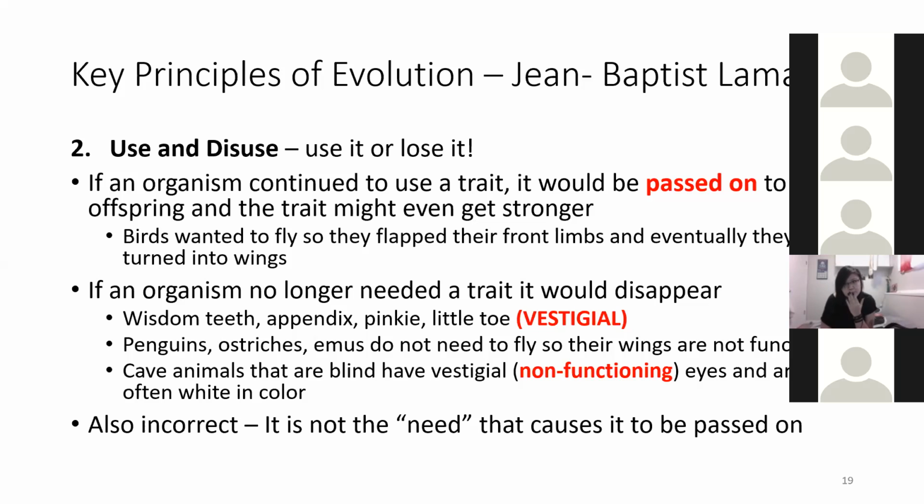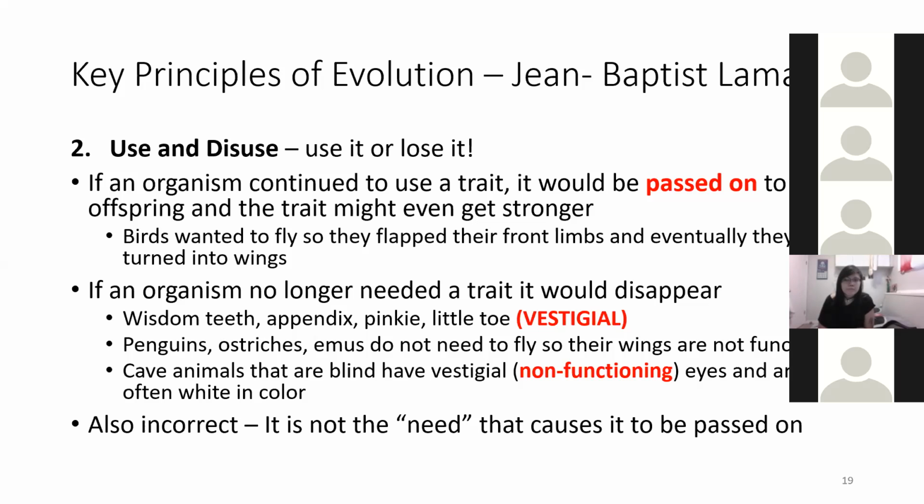Your appendix is a tough one, depending on who you talk to. Some people say it's vestigial. Some people don't. Scientists are now starting to say that the appendix carries some beneficial bacteria. Other people say just get rid of it. Our pinky toe, our little toe: if you look at dogs, they've got one toenail that's far up on their leg. That's actually their little toe that has gotten shorter.